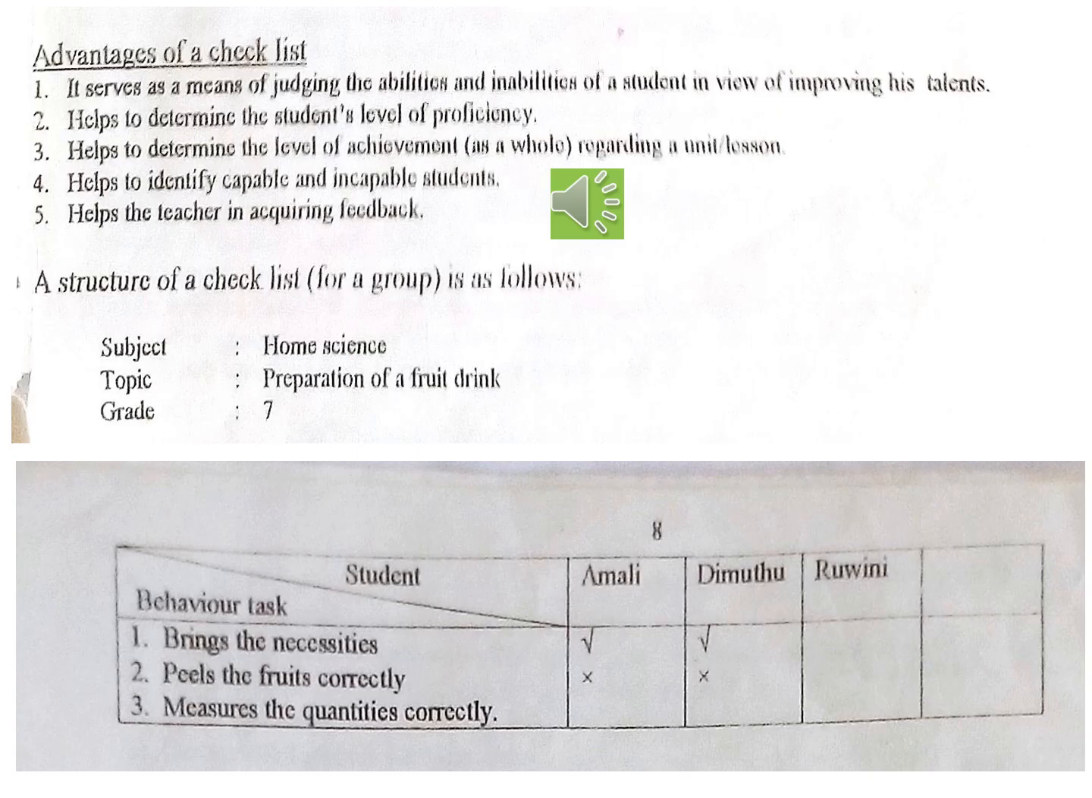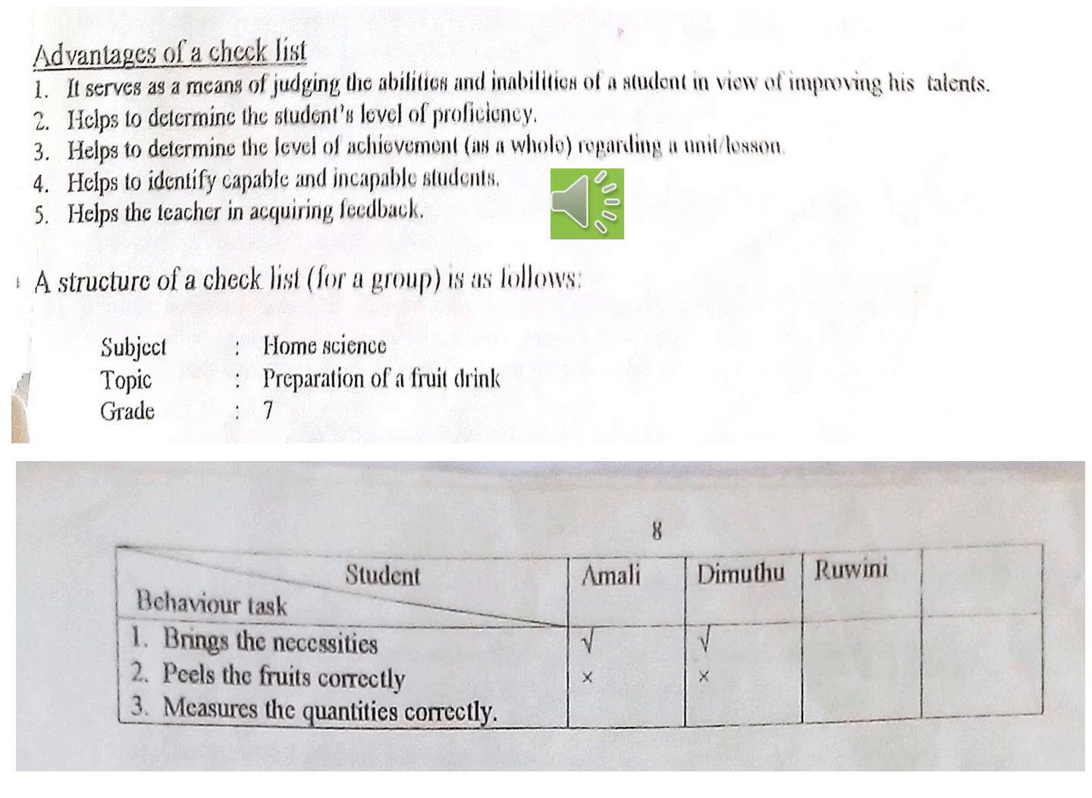So see, checklist. Subject is home science. Topic, preparation of a fruit drink. Then grade 7. So this is the checklist, and what do you find in a checklist? The steps or the expected behaviors. Behaviors means the actions, activities that they are expected to perform. So what are they doing? Preparing a fruit drink, right? So the teacher has prepared this checklist and she assesses the students' performance.